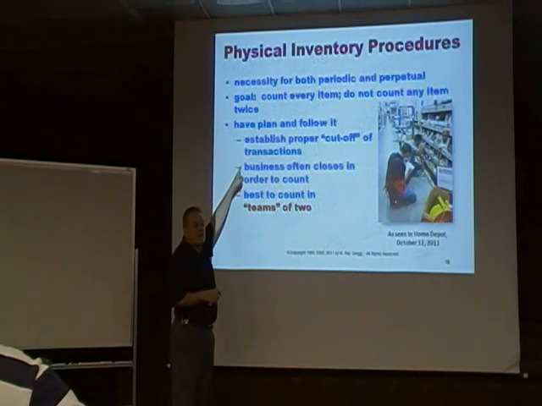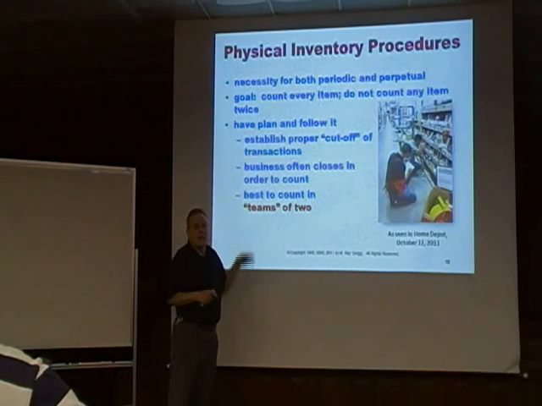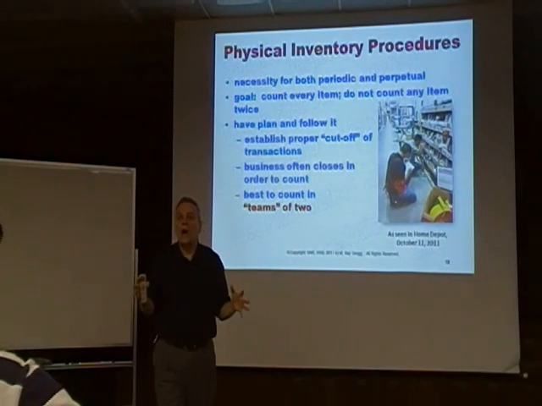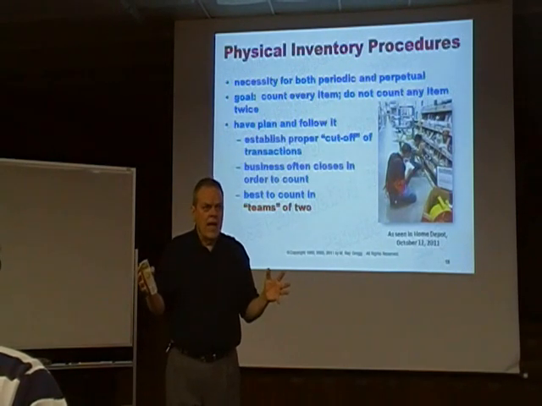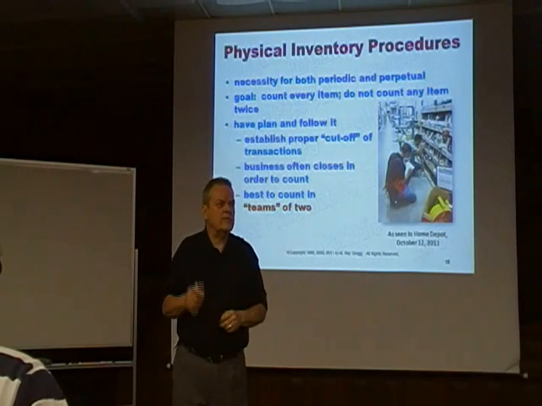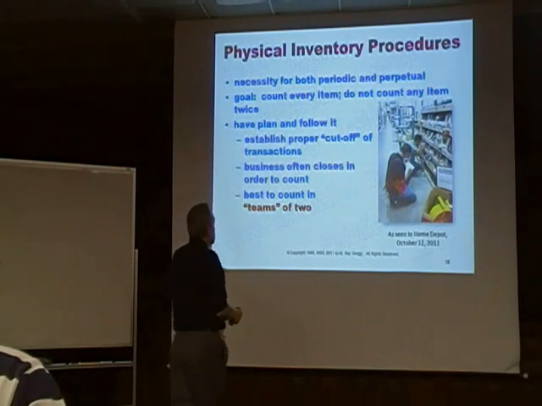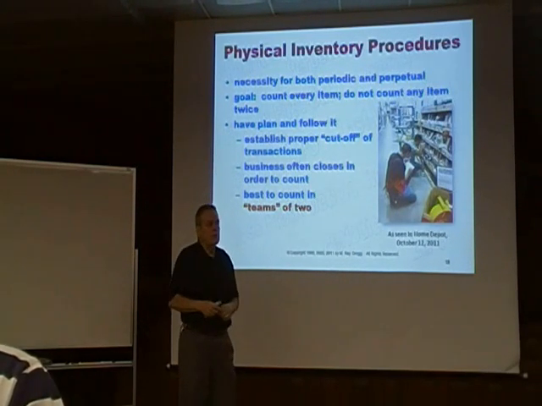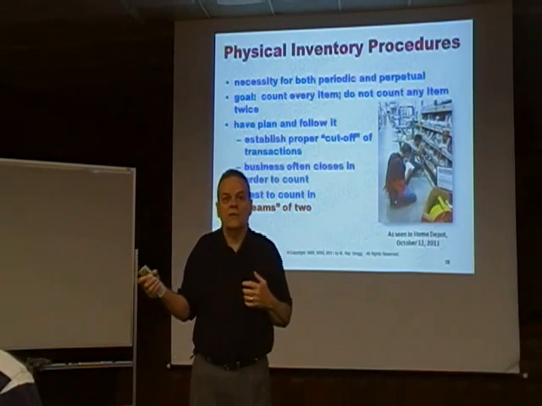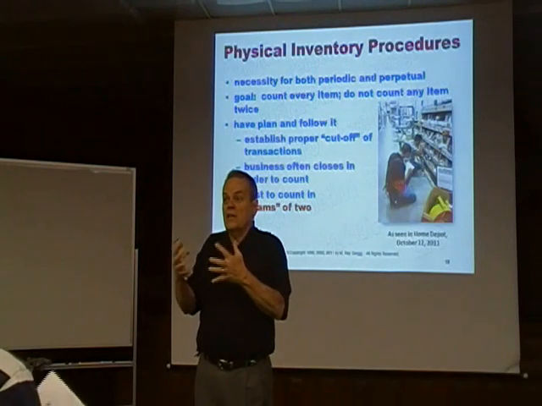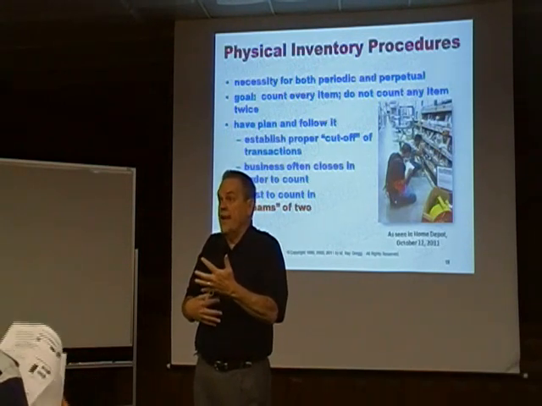We need a good cutoff. And sometimes we close our doors in order to accomplish that cutoff. And we need a plan. And sometimes one of the steps in the plan is to divide up in teams of 2 so that you're assigned particular parts of the store to count and you're given a list of things to find and count.